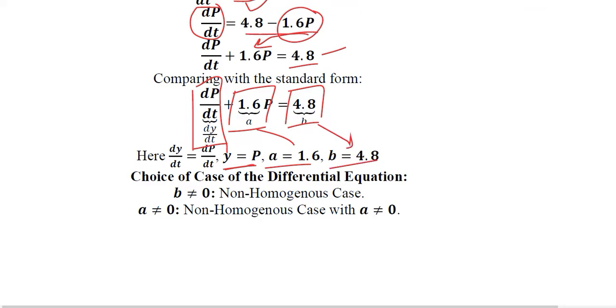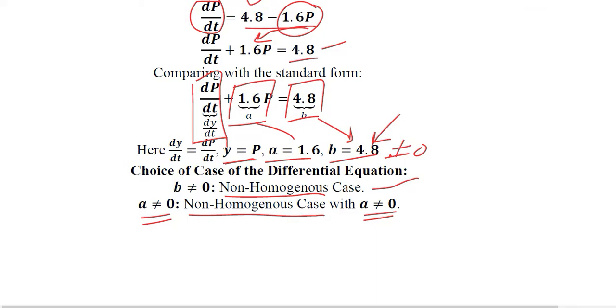Now we have to judge which of the three cases we are dealing with. Primarily we look at the value of b in order to find out if we are dealing with a homogeneous or non-homogeneous case. The value of b is non-zero, that is 4.8. It means that we are dealing with a non-homogeneous case. Now we look at the value of a, it is also non-zero, so it is a non-homogeneous case with a non-zero. And we should remember the formula for this situation.